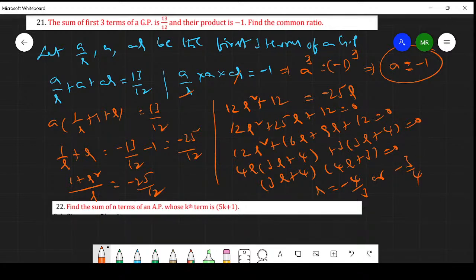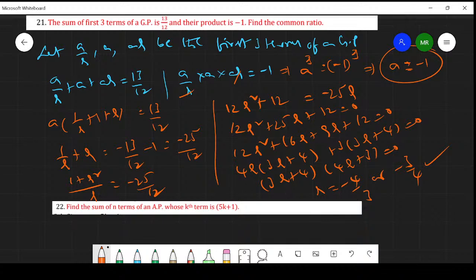I got this value. But they are asking the common ratio only. So find the common ratio: R equal to minus 4 by 3 or R equal to minus 3 by 4. So that will be our required answer, because they are asking only the common ratio.